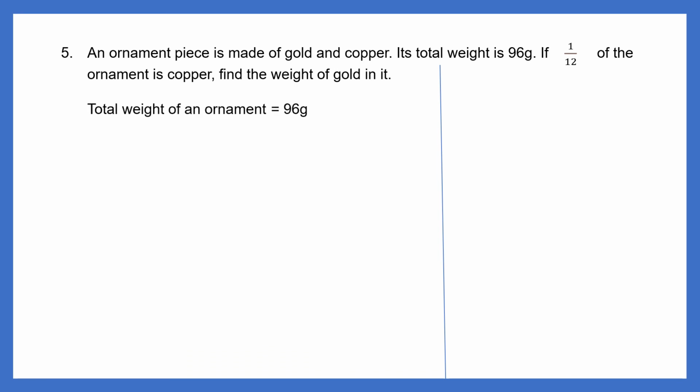Okay, so total weight of an ornament is 96 grams. From that, the weight of copper is 1/12 of 96. So let's find in grams what the weight of copper is. 1/12 of is into 96. Let's give it the denominator 1. Now, is there something that we can cancel? Yes, we can cancel 12 and 96.